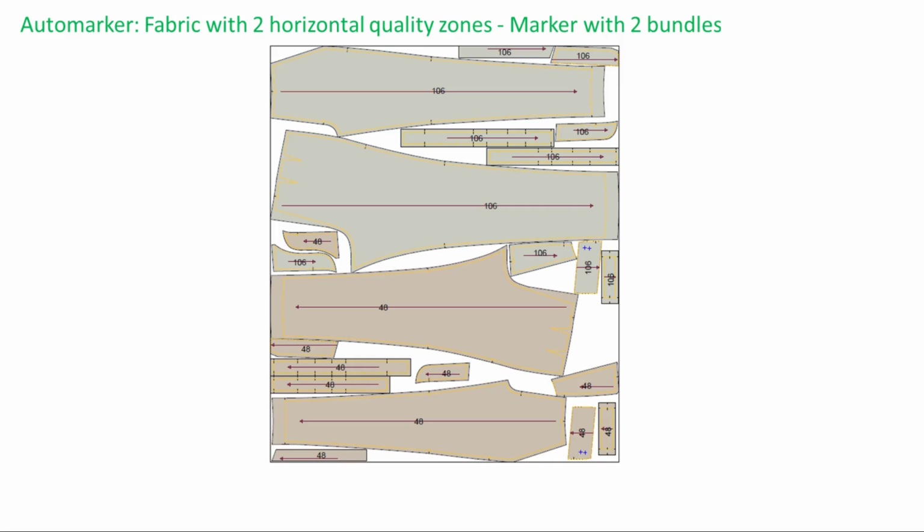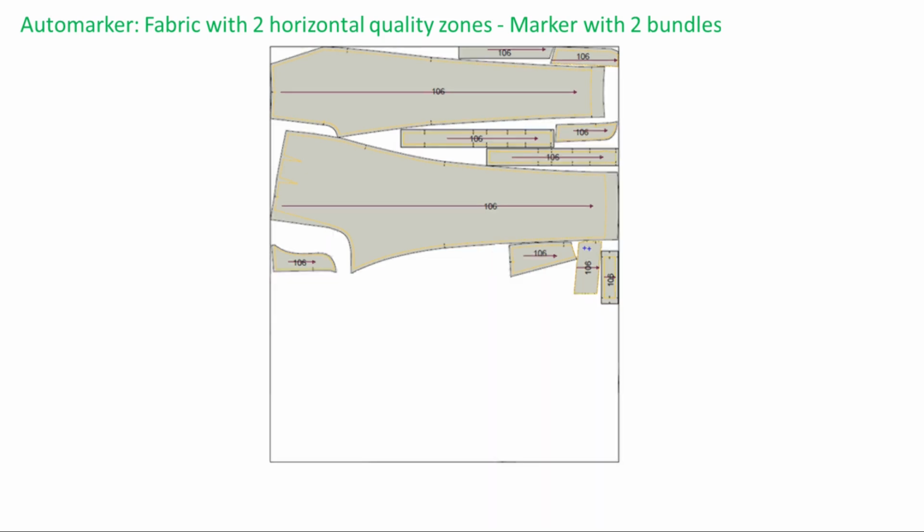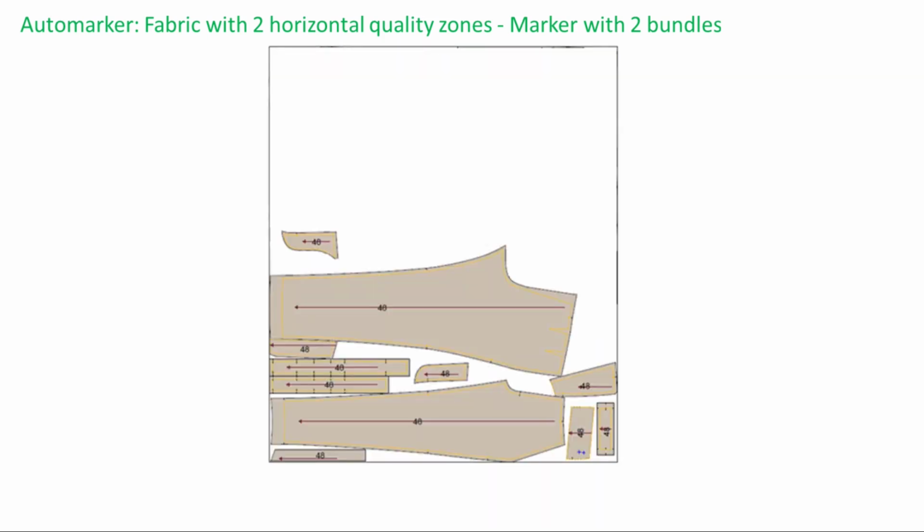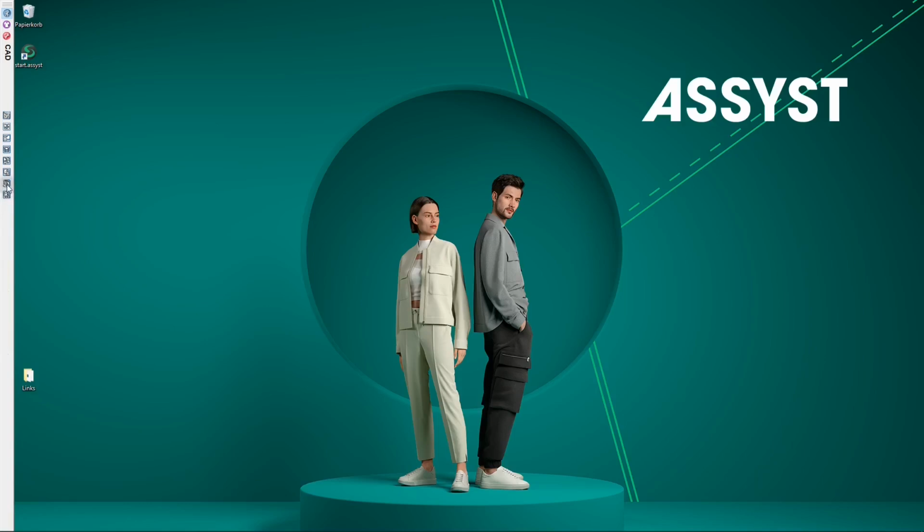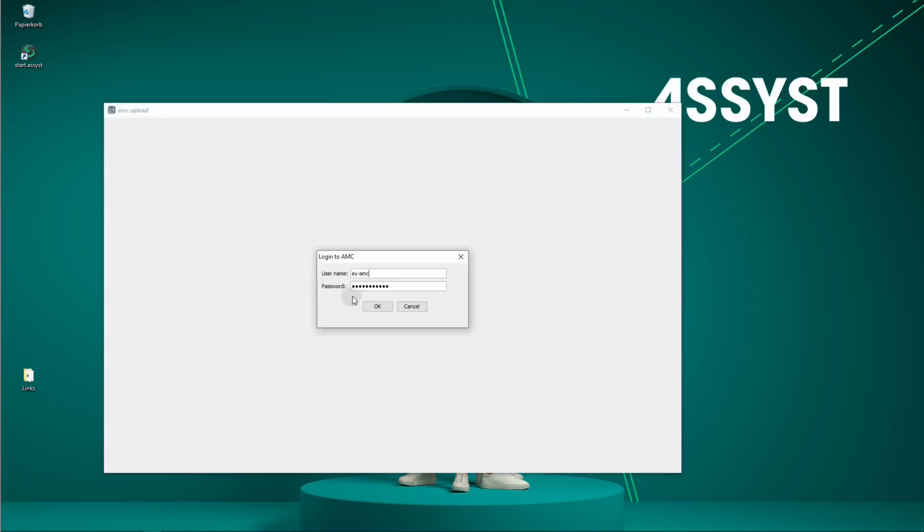You need to lay a marker with two sizes on a fabric with two horizontal quality zones, for example shade zones. Let AutoMarker lay one bundle on the upper part of the fabric and the other size on the lower part. Start AMC upload and login in AutoMarker.